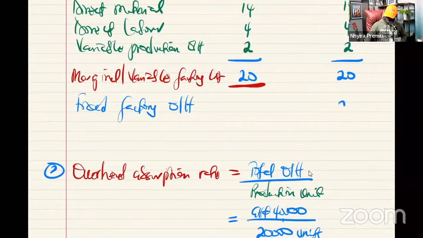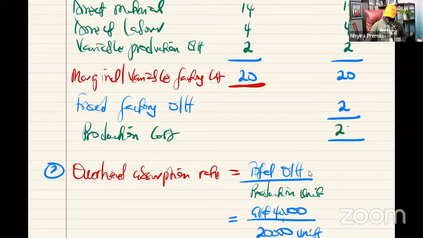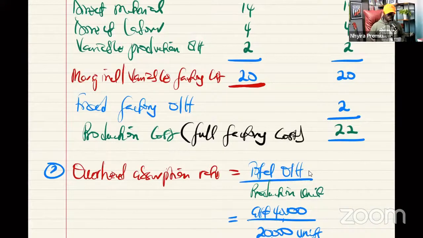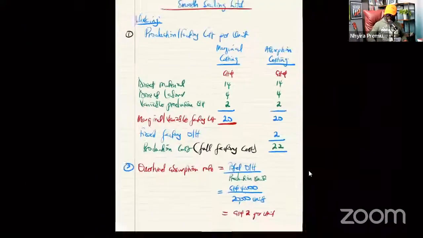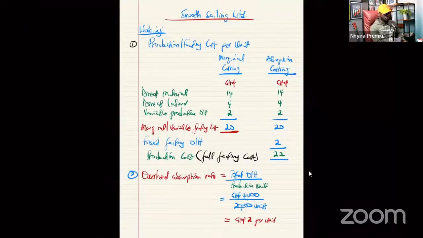That's 2 here. So that now our production cost for the absorption costing, which is at full factory cost, is going to be what? 22. Sounds good? That's the idea about that. Because in the absorption costing, we use full factory cost as per IAS 2.